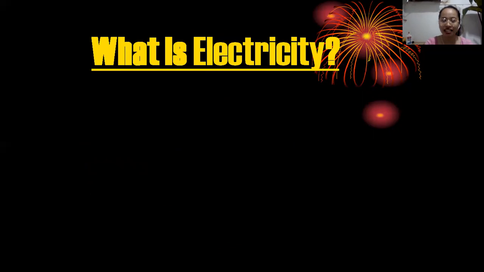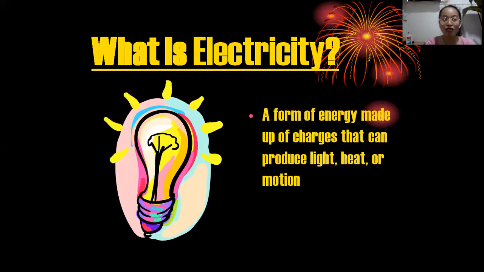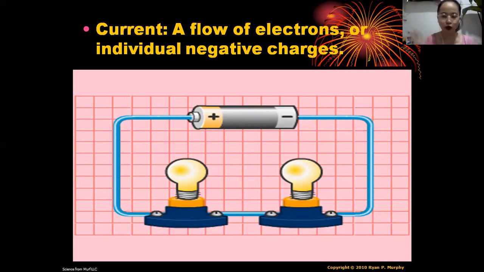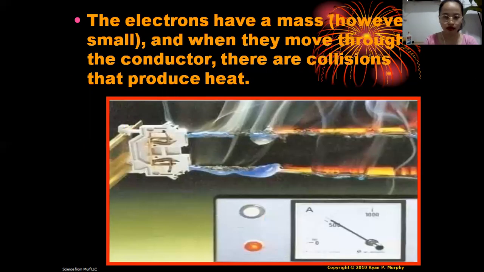Okay, what is electricity? It is a form of energy made up of charges that can produce light, heat, or motion. That charge is what we call electrons. That's why it is called electricity. It is from the electrons. Okay, so we have the current. What is a current? It is a flow of electrons or individual negative charges. The electrons have a mass, but it is very small. And when they move through the conductor, there are collisions that produce heat.